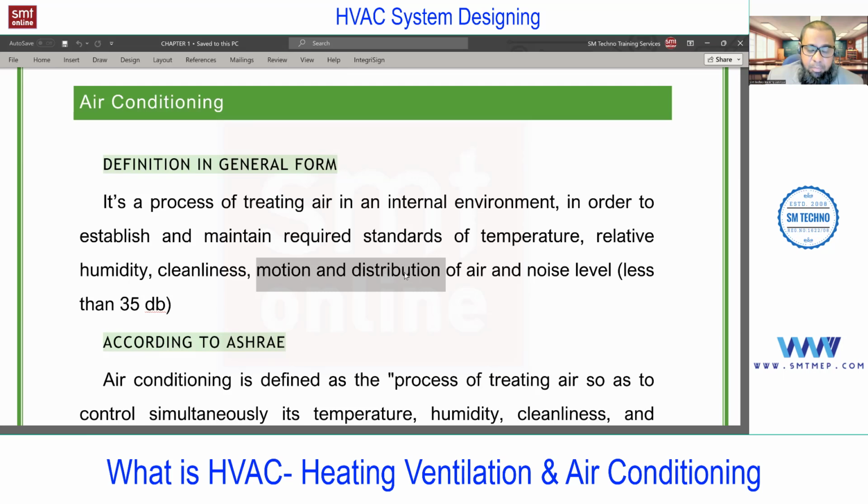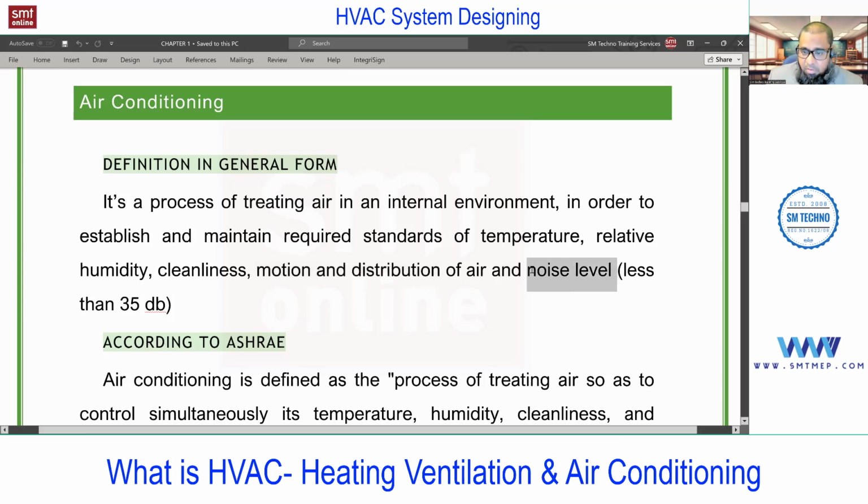We have a separate part for this, part 4, for air system. In that we'll discuss how to maintain proper motion and distribution by using the circuit called duct with terminals, etc., in case of a central air conditioning system. Air and noise level, this is also important. This noise level is also an important parameter.